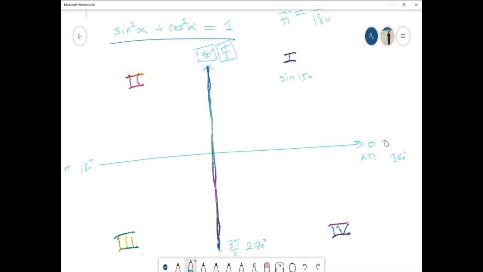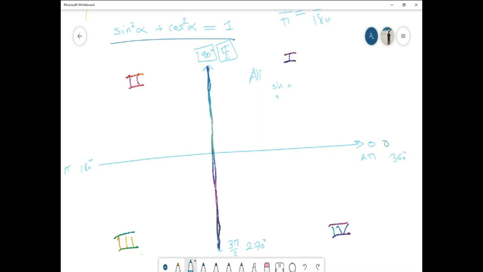Okay. Let's say we have sine 150. I need to convert 150 into an angle between 0 and 90. So 150 degrees is somewhere here, right? If I start from here to here, it will be 150 degrees. So I know where 150 is, which is in the second section.